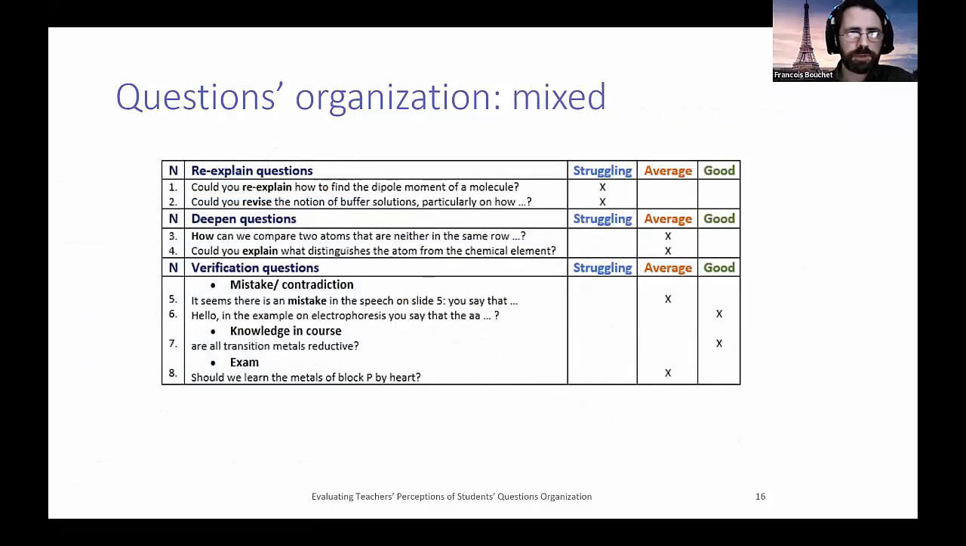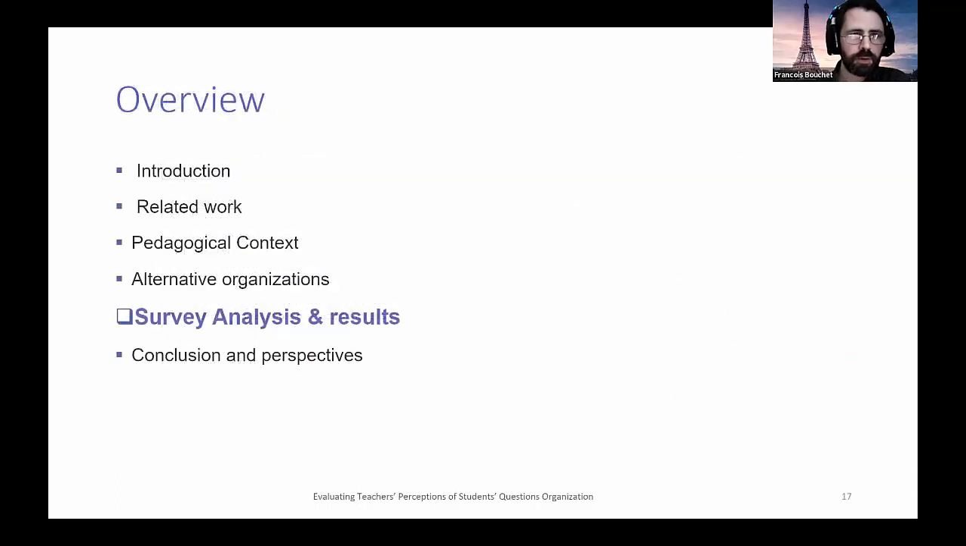And finally, the last organization, we mix the two previous ones, like I've said. So you find here the organization that was from the first organization, where we have the structure of the question. And we add information on the profile of the student who asked this question using columns here. So for instance, not only do we know that the student asked this question about whether we need to learn this for the final exam, but we also know that this student probably belongs to the average category of students.